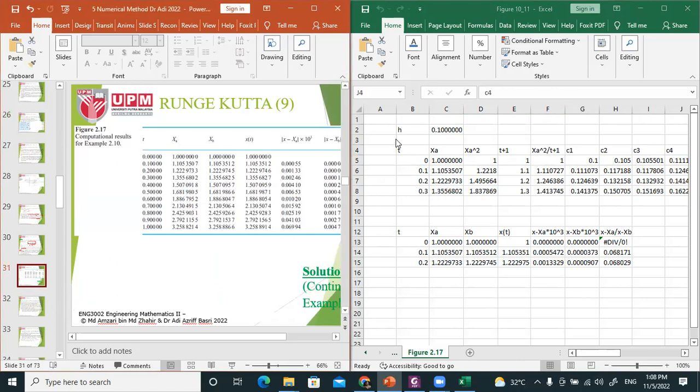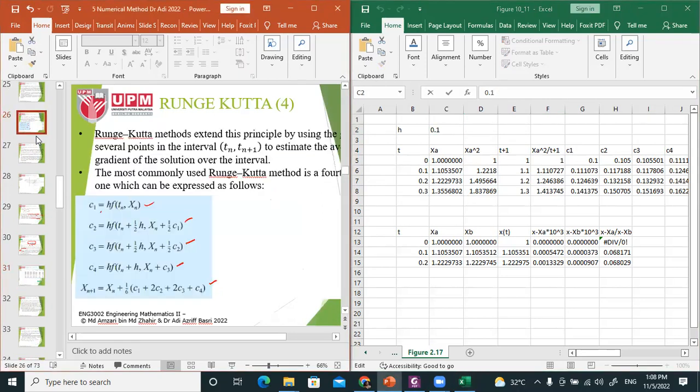We start with the step function. For XA, the step function is 0.01. So you can use this 0.01. Better I use this one for you to see it. Please pay attention here to how to calculate C1 and the rest.